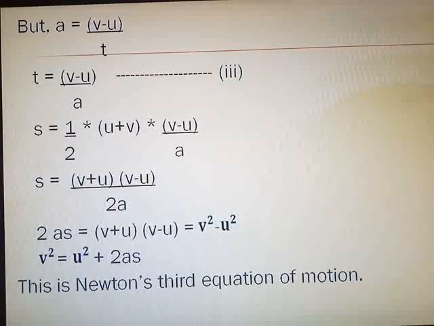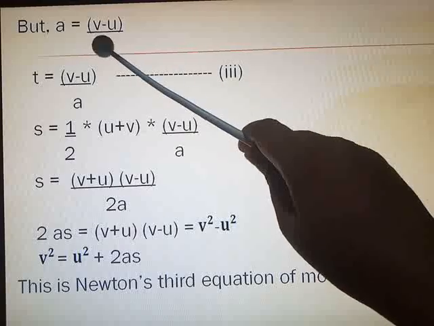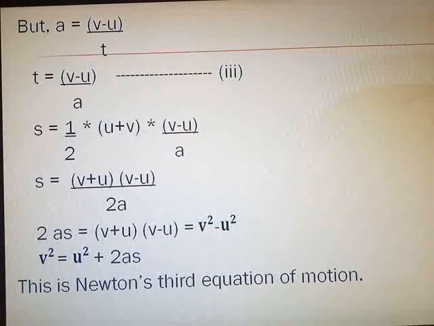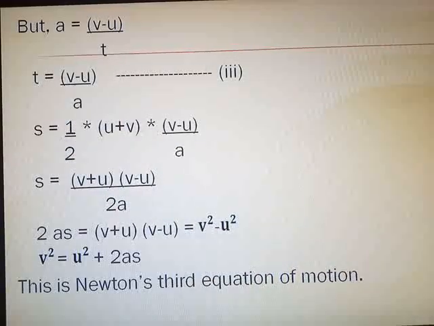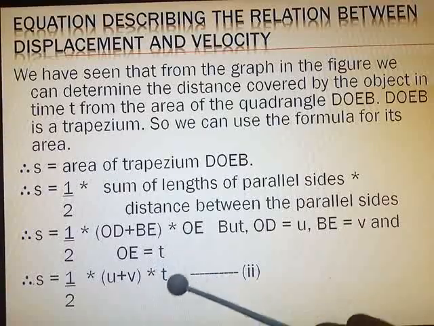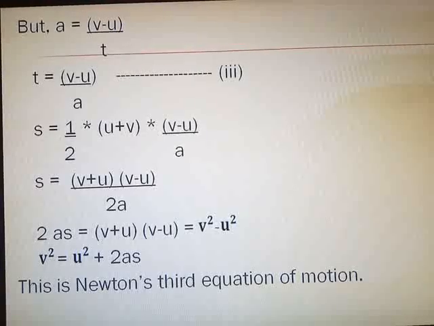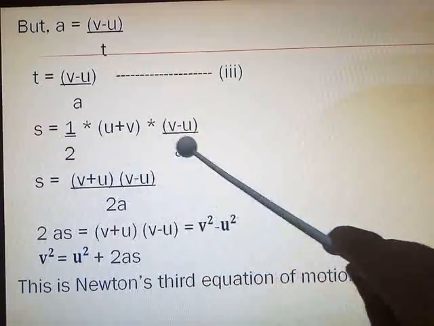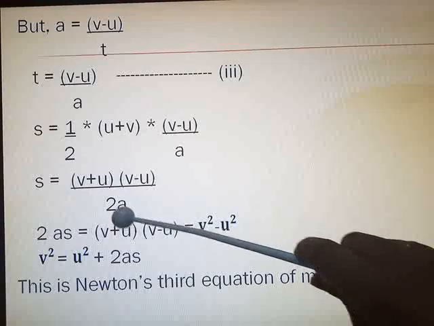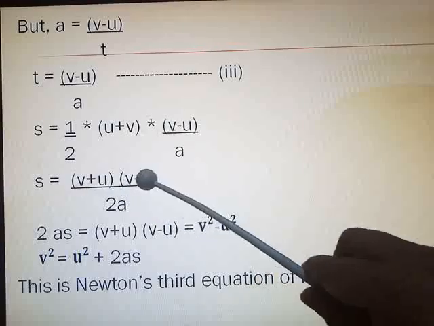But all of you now know that acceleration is equal to V minus U upon T. So T will be V minus U upon A. Now substitute in the previous equation. S is equal to half U plus V, and this T, whatever we have derived, that is V minus U upon A. Now S is equal to V plus U, V minus U upon 2A. Now this 2A will go over here, it will become 2AS is equal to V plus U, V minus U.